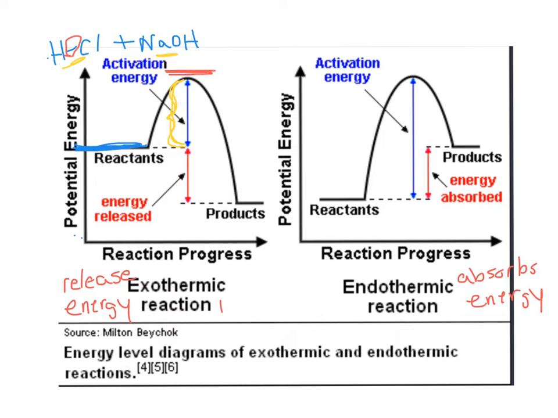But there's always this part of the graph when we're looking at potential energy diagrams. Activation energy is the energy that is needed for the reactants to get going and moving towards actually causing a reaction.